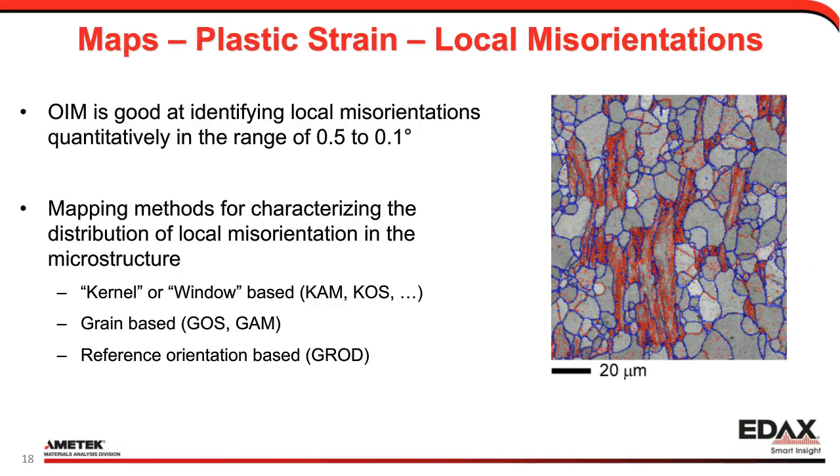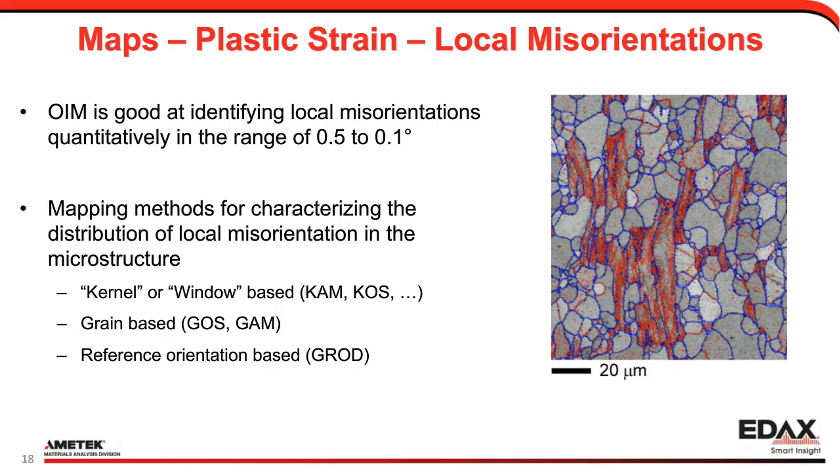Now, local misorientations also show up. EBSD is quite good at identifying local misorientations. Conservatively, 0.5 degrees is achievable, but with a little bit of care you can get down to around 0.1 degree in terms of misorientation, at least with standard Hough-based indexing. There are a lot of different mapping methods for characterizing these misorientations, because you'll see the grouping of misorientations. In this case, the red boundary segments indicate low angle misorientations, and you can see those in the deformed grains. So we have different ways of analyzing that.